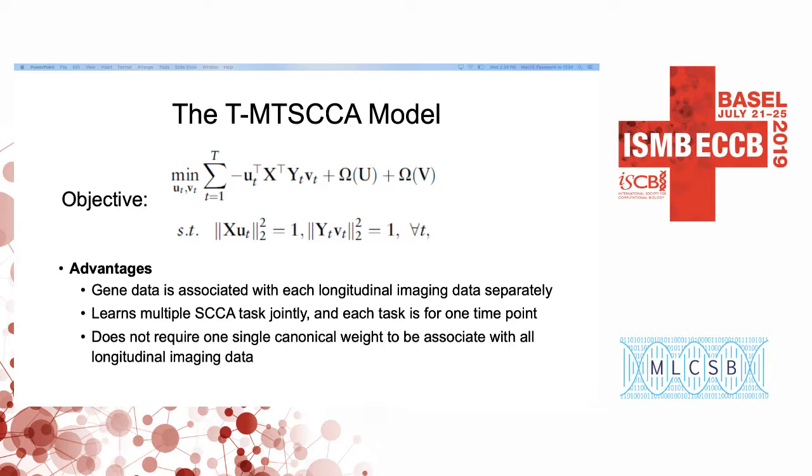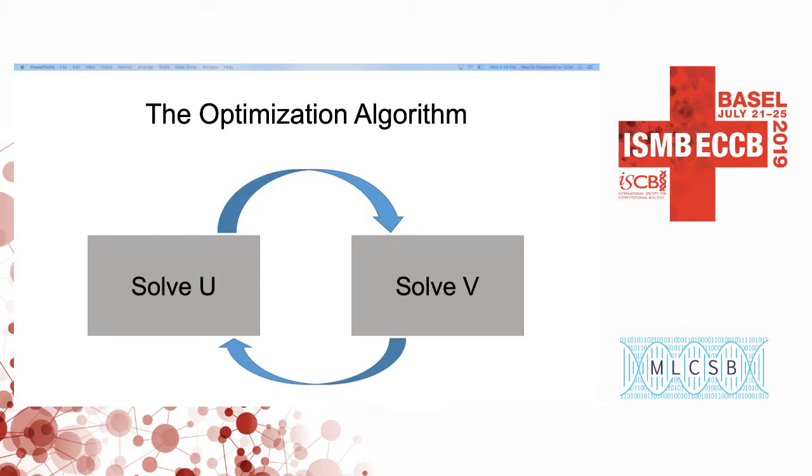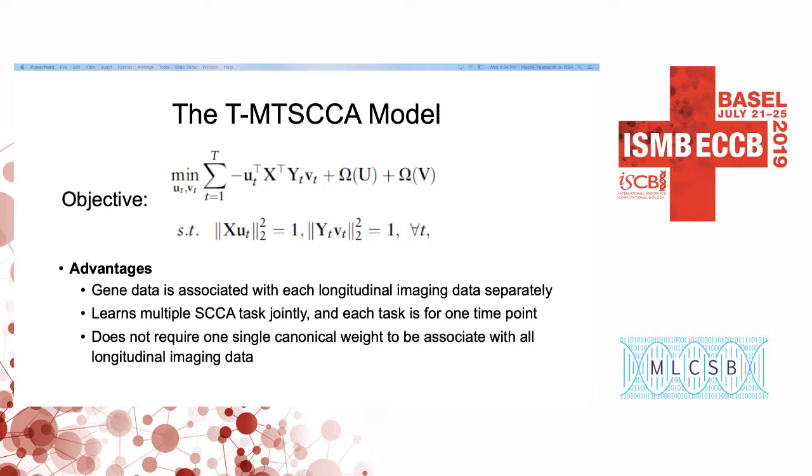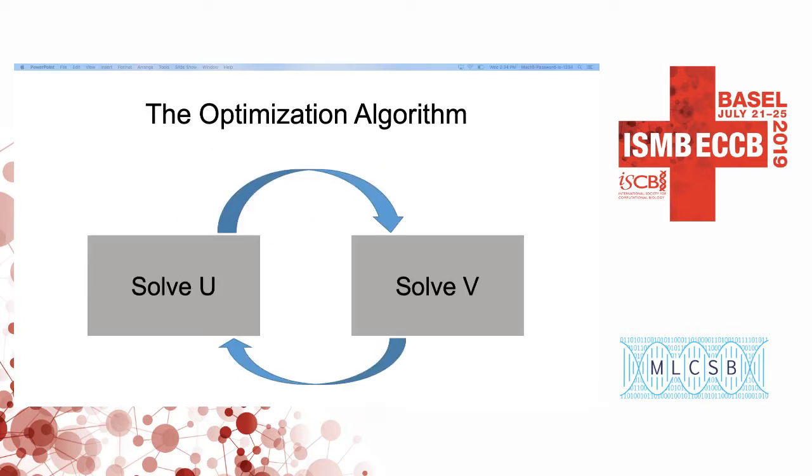First, gene data is associated with each longitudinal imaging data separately. Second, it learns multiple SCCA tasks jointly, and each task is for each time point. It does not require one single canonical weight to be correlated with all longitudinal imaging data.